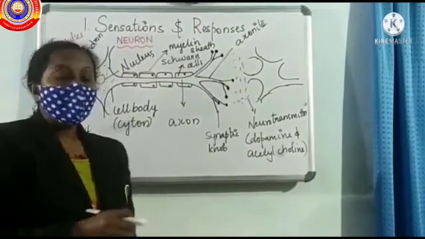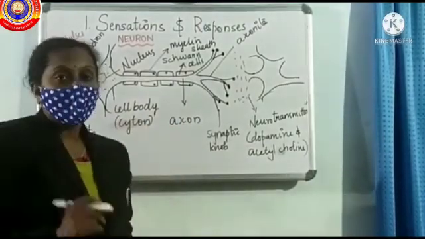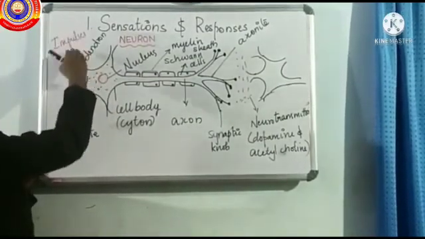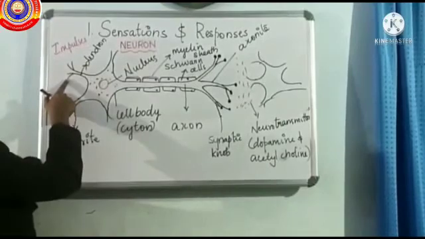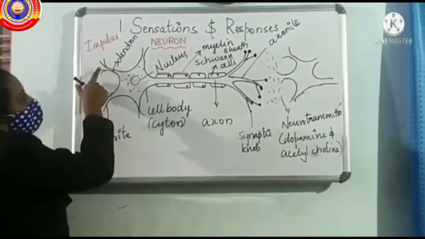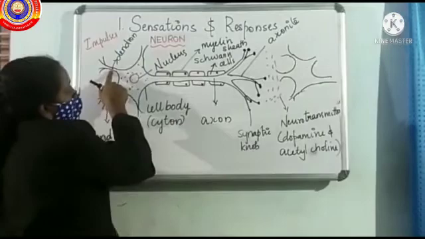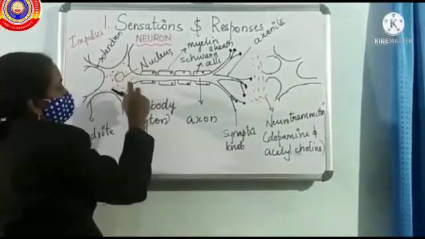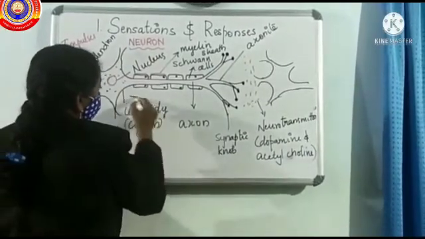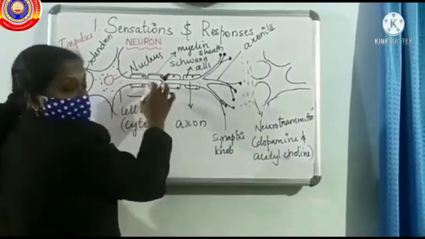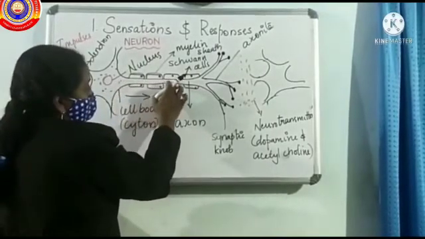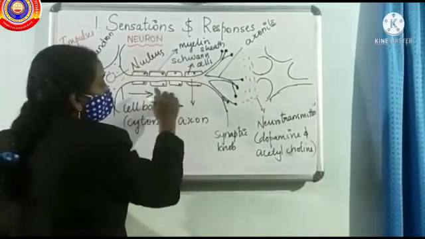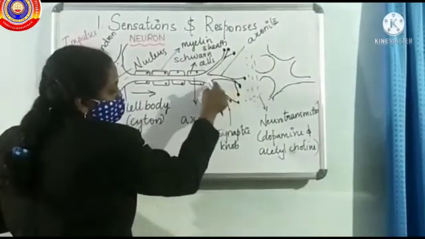Now let's discuss how the transmission of impulses moves through the neuron. The impulses first of all reach the dendrite. These impulses move towards the dendron. From the dendron, the impulses move towards the cell body. When the electric impulses reach the cell body, they move towards the axon. From the axon, the impulses move towards the axonite.